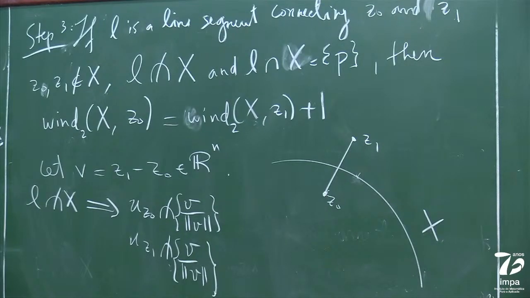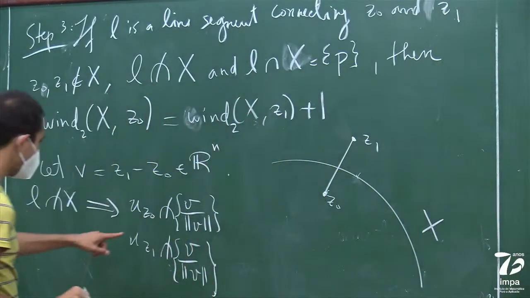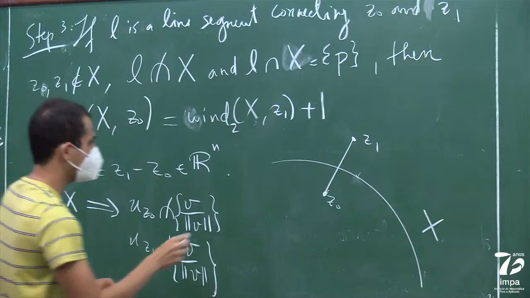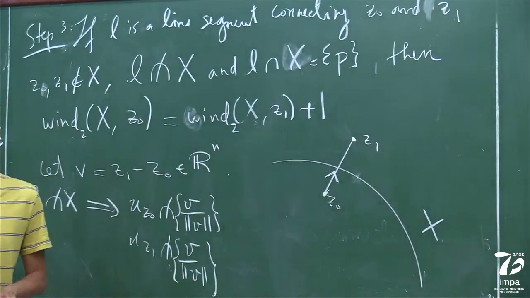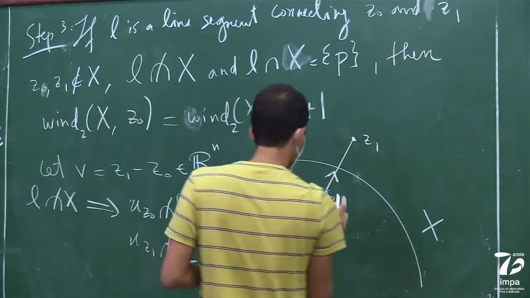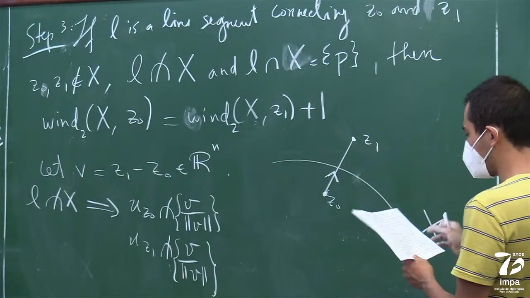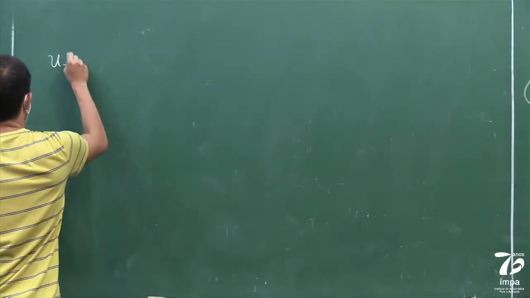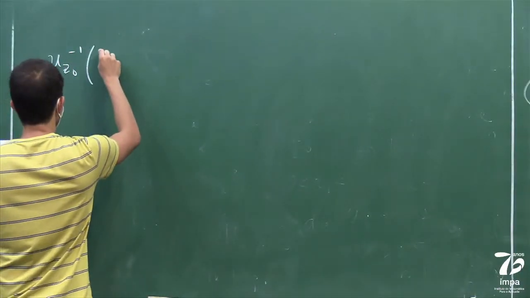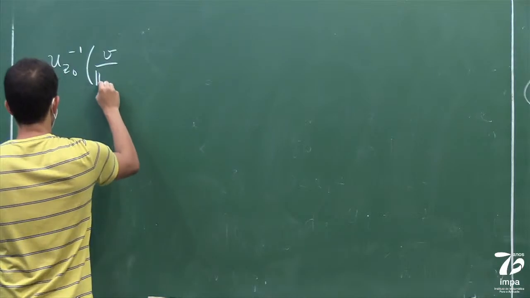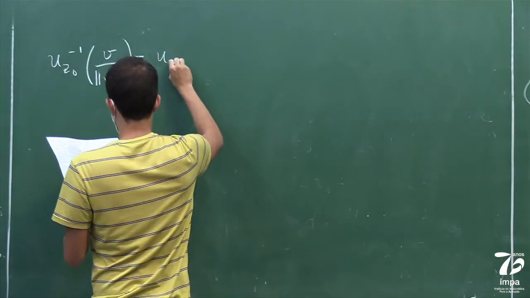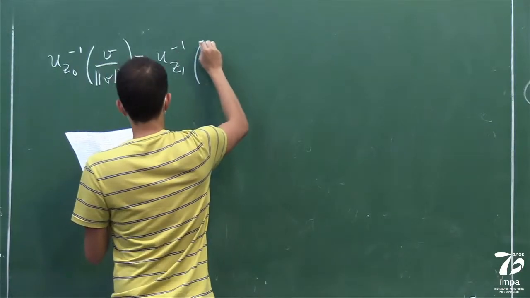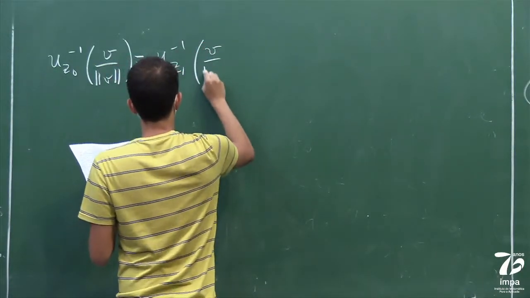Okay. So now it's actually pretty simple, because V over norm of V is a vector that points in this direction. So now what you see is that when you look at the preimages of UZ0 of V over norm of V, this is going to be equal to the preimages of UZ1 of V over norm of V.